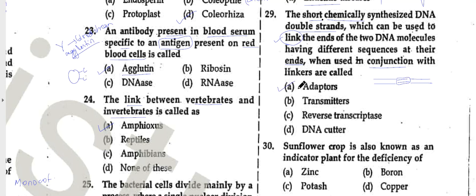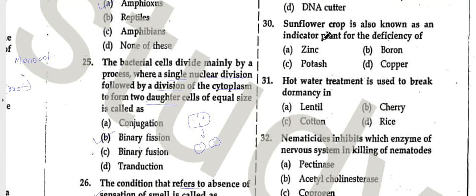These are adapters. Number 30, sunflower crop is also known as an indicator plant for the deficiency of, boron. Is it a micronutrient or macronutrient? If you remember, yes, this is a micronutrient, required in small quantities by the plant, and sunflower crops are the best indicators for boron. Next, hot water treatment is used to break dormancy in lentils.